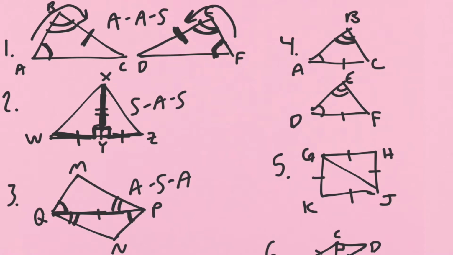Number 4, we have an angle, and then another angle, and then a side. So those triangles are congruent, or we could say side, angle, angle. Number 5, the middle line, this is congruent in both triangles, making them congruent triangles.